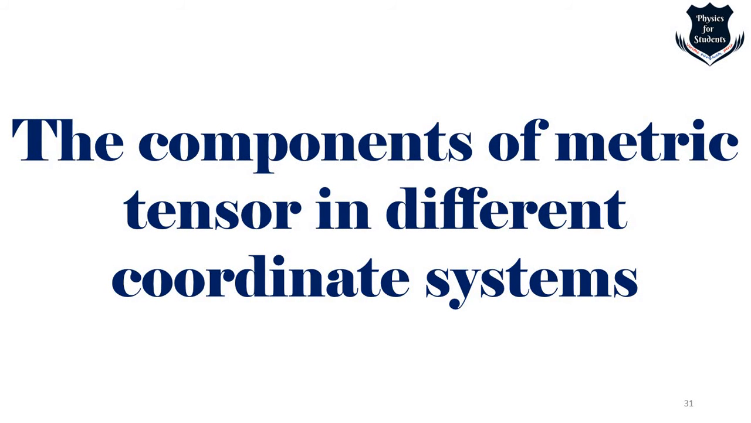Okay, now we come to the next most important part, the components of the metric tensor in different coordinate systems. I hope now it is clear to you why we need different coordinate systems, because we are moving from one coordinate system to another. Okay, this will become much clearer.